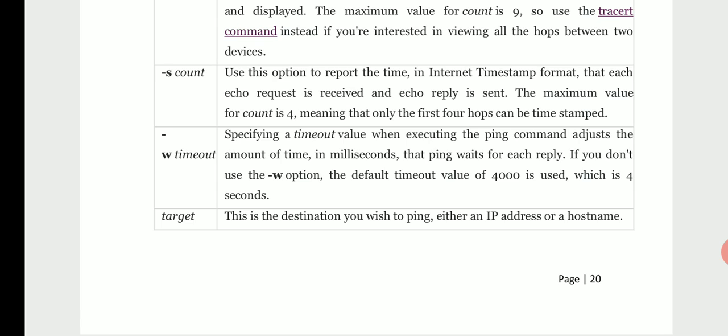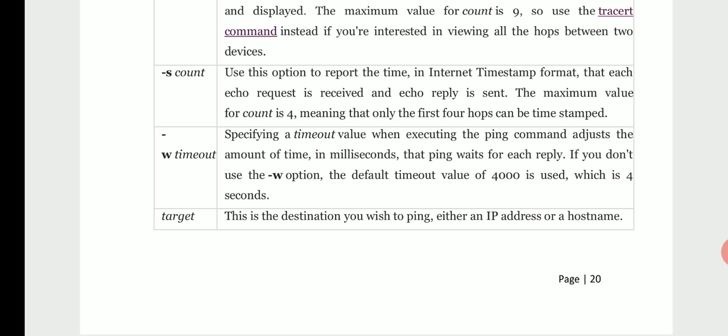So one more is -s count. Use this option to report the time, in Internet timestamp format, that each echo request is received and each echo reply is sent. The maximum value for count is 4, meaning only the first 4 hops can be time stamped.